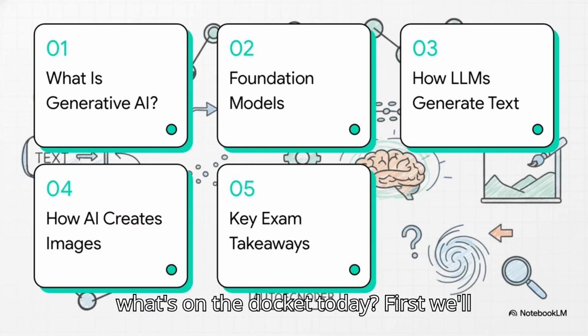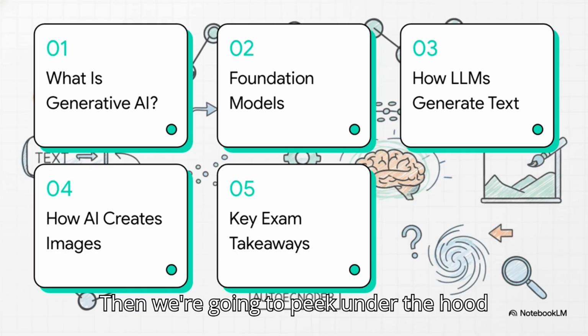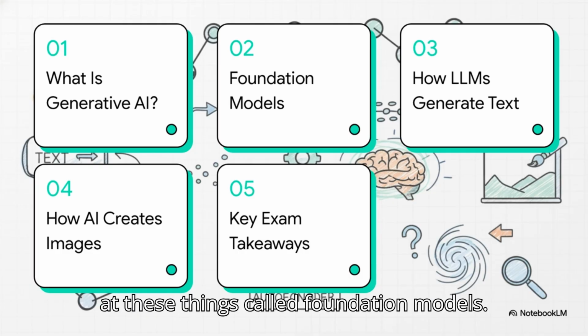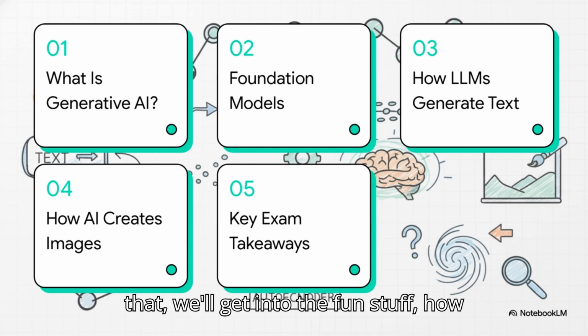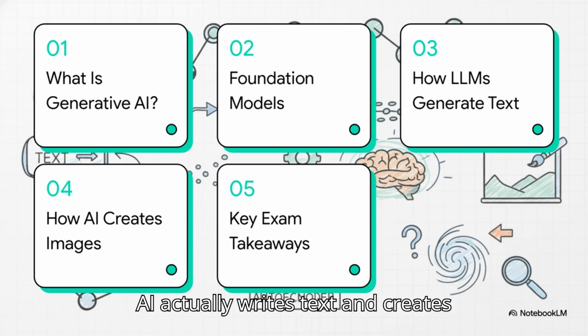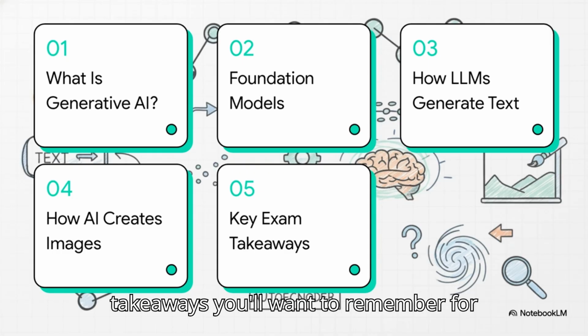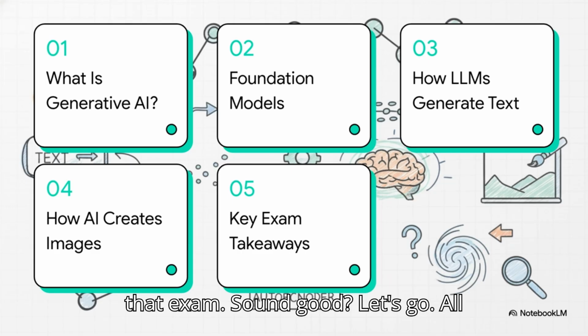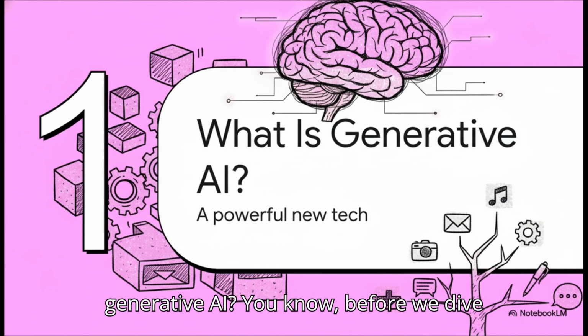Okay, so what's on the docket today? First, we'll nail down what generative AI even is. Then, we're going to peek under the hood at these things called foundation models. They're the real powerhouses here. After that, we'll get into the fun stuff, how AI actually writes text and creates images. And we'll finish up with the key takeaways you'll want to remember for that exam. Sound good? Let's go. All right, first up, what in the world is generative AI?